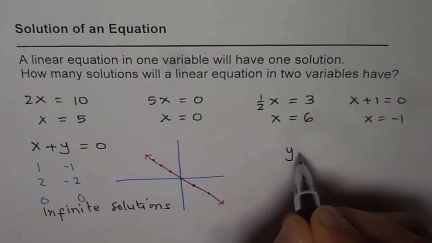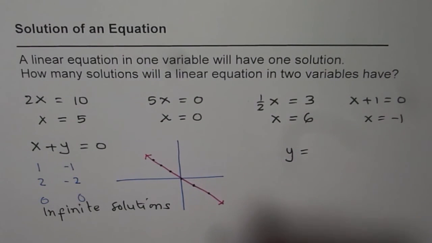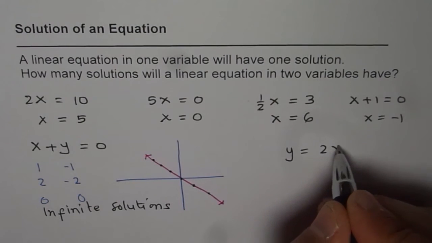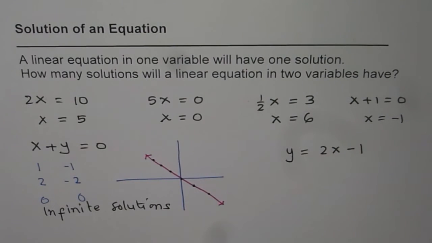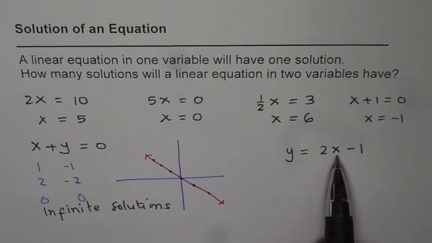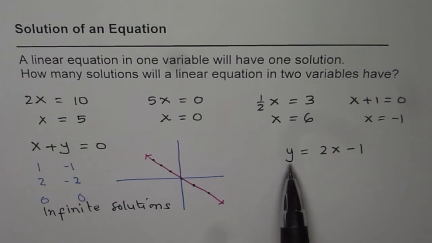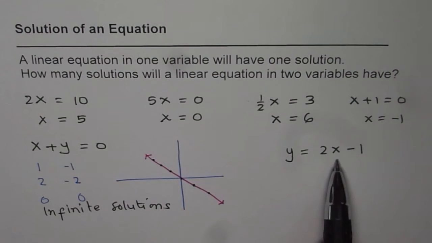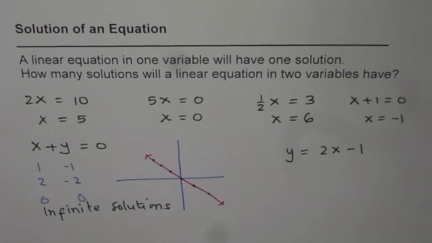We can have y equals 2x minus 1. Now we have two variables, x and y. How many solutions do we have? Well, as you know, for every value of x, which could be a real number, we'll have a value of y. These set of points will be solutions for this equation. So there will be infinite points like this.